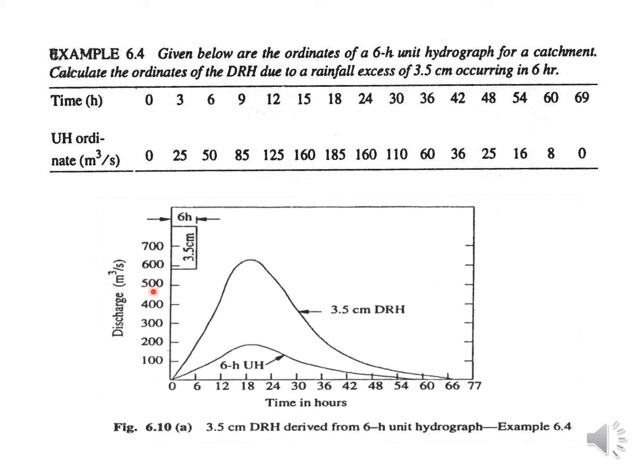To solve this question, first we have to plot a discharge versus time graph, that means a hydrograph, with the given data, and we will get a curve like this. And this higher curve we have obtained from the data of 3.5 cm rainfall excess, which we will calculate on the next page. So for this type of problem we have to draw two hydrographs like this. The first one will use the data given in the question, and the second one will use the data after getting the results.